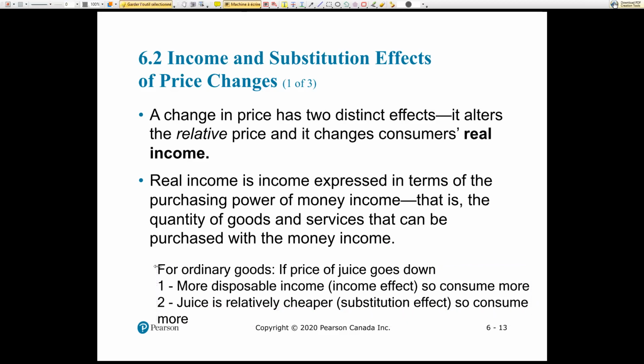So for these two reasons, usually, yeah. But the thing is, for some types of goods, the income effect is actually not positive.